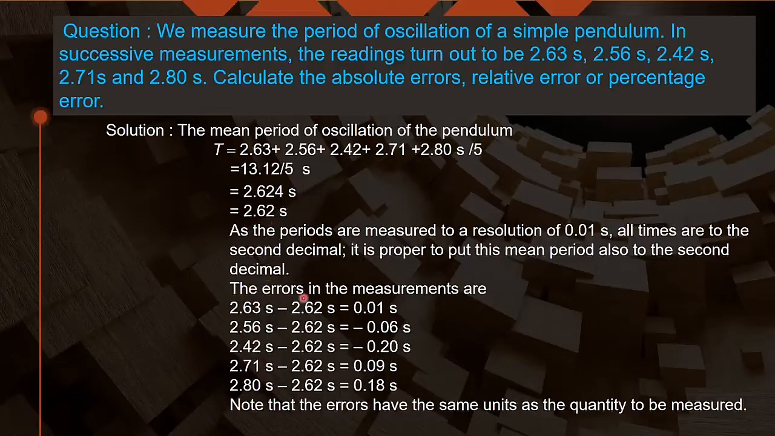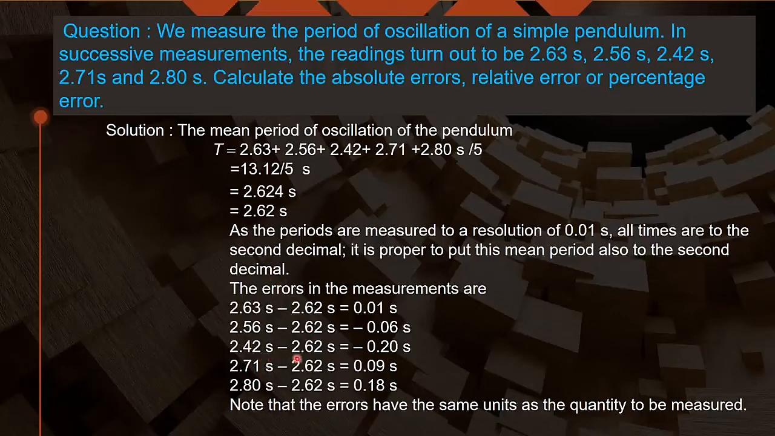So for the error in the measurement, 2.63 minus 2.62, I am getting a positive value. For the second, if I take 2.56 minus 2.62, I am getting negative 0.06. So I am simply doing the mathematical subtraction. Then you convert it into a positive sign while doing the calculations in the next step, because absolute error is always to be taken as positive. This is how I am simply finding the errors.